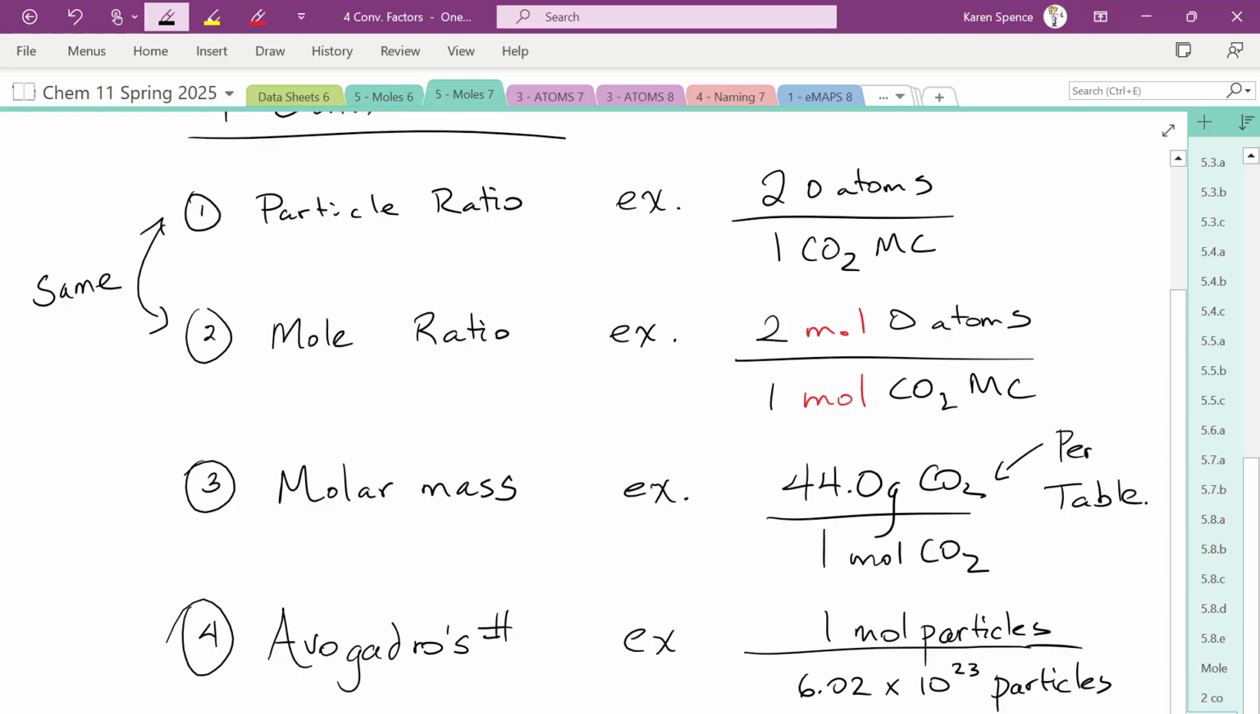And we're going to start to be able to chain these together next week. We started chaining yesterday when we went from particles A to particles B to moles of B. Pretty soon we're going to be able to go from grams of CO2 to moles of CO2 to number of CO2 to number of O atoms. 4 steps. Woo!